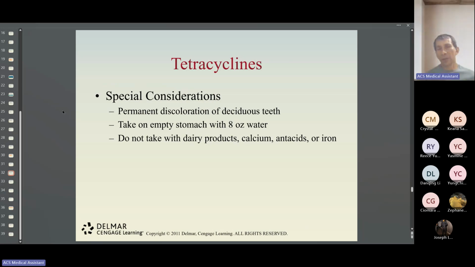Take on an empty stomach with water. Most of them will be done that way. Do not take it with dairy products. Can you imagine with milk? Milk neutralizes the medication. It's not going to be good. No calcium, no acid, no antacids, no iron. The medical doctor will explain. The medical doctor knows what medical conditions you have and what medications you're taking, so they're going to make sure that they give you medication that is not going to interact with other medications that you're taking.